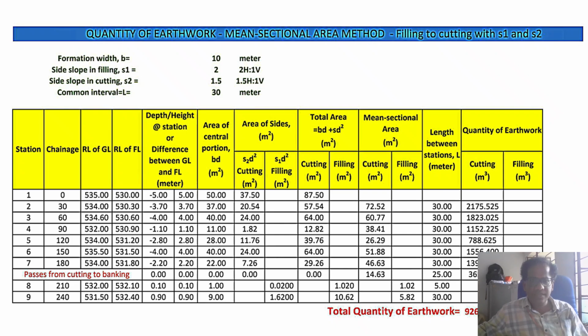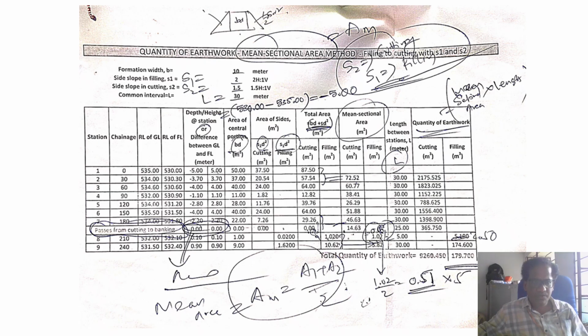When it comes to the mean sectional area method, this is very interesting, where we think about AM, not DM: A1 plus A2 by 2 for consecutive sections. The same way we prepare the table. Here you see we have stations from 1 to 9, but we have one more station that we have already discussed, between 7 and 8, where 0 is coming, where depth is 0, where the section is passing from cutting to bank. Here we are not calculating mid depth, we are calculating mid area.